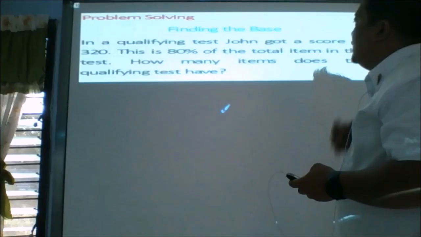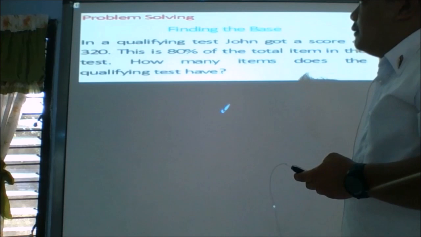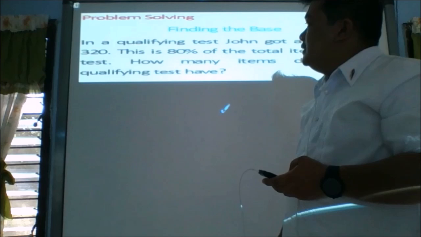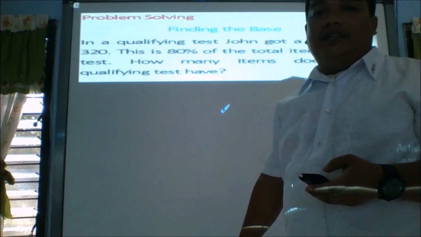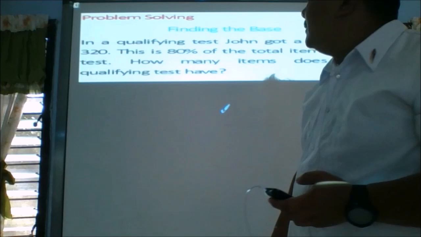Finding the base. We have here a problem. In a qualifying test, John got a score of 320. This is 80% of the total items in the test. The question is, how many items does the qualifying test have? So again, first, let us identify the percentage, base, and rate for this problem.